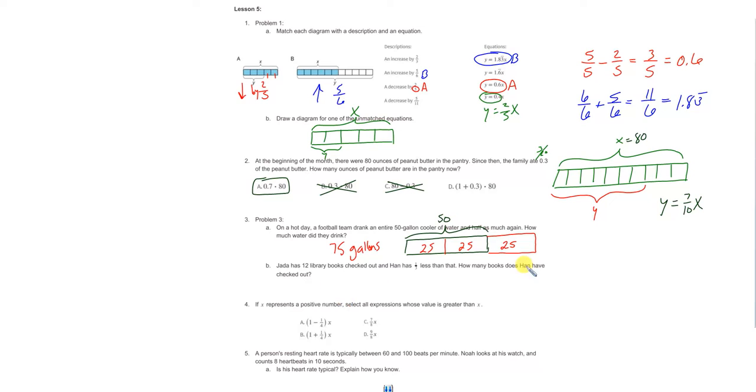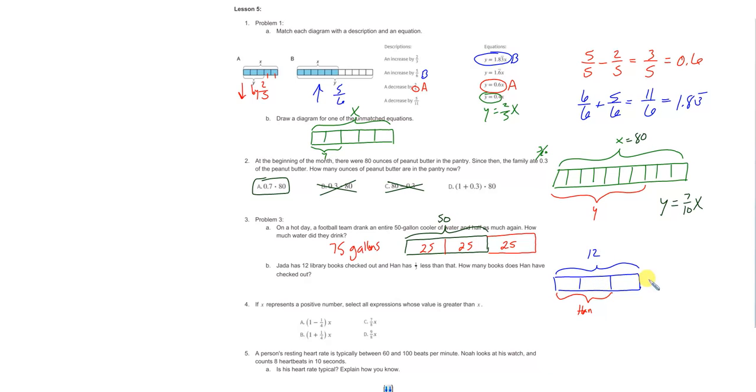Jada has 12 library books, so we're going to represent her 12 here with our tape diagram. So she's got 12 here. And she's checked out, and Han has a third less than that. So let's break her library books into thirds. So a third less than that, Han would be a third taken off, would be back here. So Han is here. So we could say that Han is this distance.